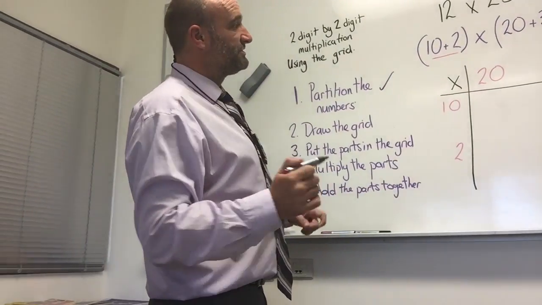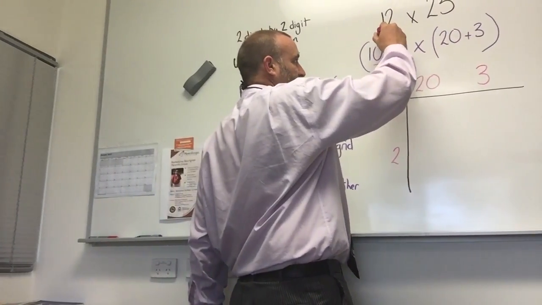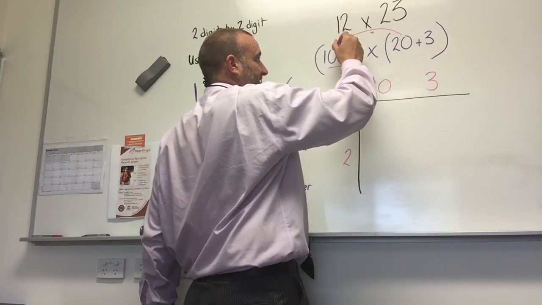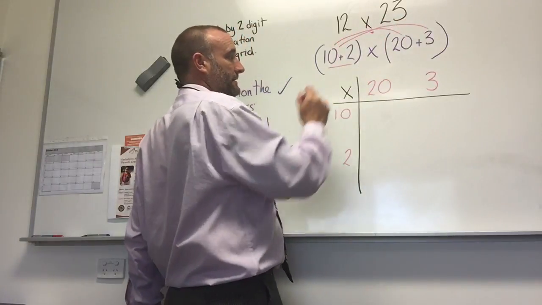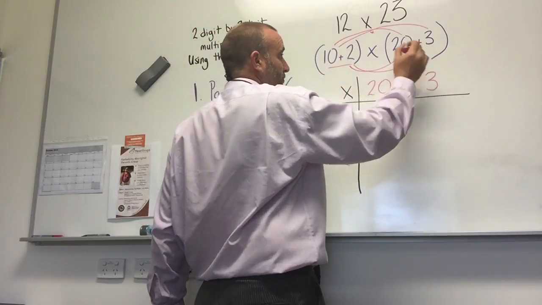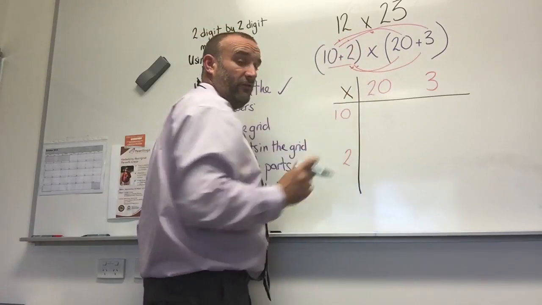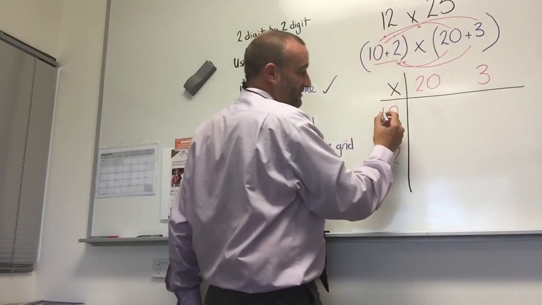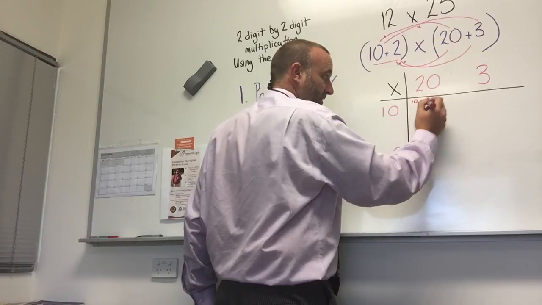The next part is multiply all of the parts. So looking at this one here, we need to multiply 10 by 20. We also need to multiply 10 by 3. Then we need to multiply 2 by 20, and 2 by 3. So in effect there are 1, 2, 3, 4 different problems we need to do. So let's move into the first one I talked about, which is 10 multiplied by 20. I'll write that there just for ease.